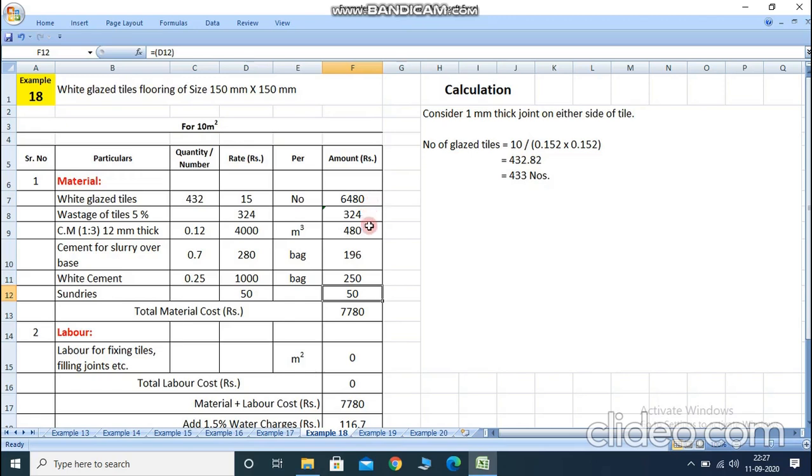So now the total amount is 6480 plus 324 plus 480 plus 196 plus 250 plus 50. We get the final total for the material cost as 7780 rupees. Now labor for fixing the tiles and filling the joints for 10 square meters: the rate given in the textbook is 100 rupees per square meter. Clear? So for 10 square meters, 1000 rupees is the labor cost of fixing tiles and filling the joints.